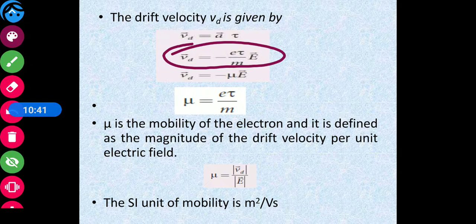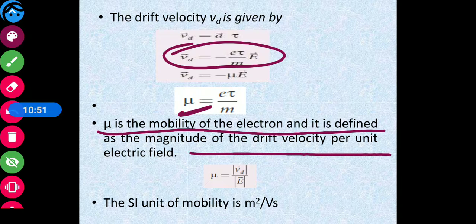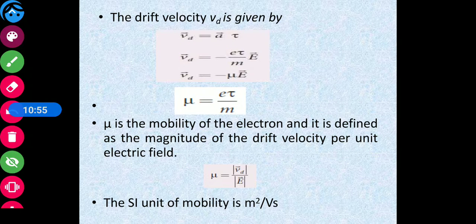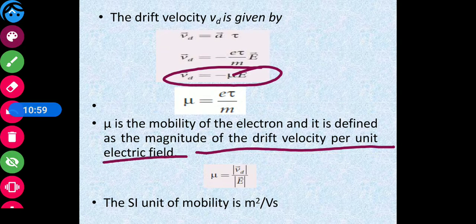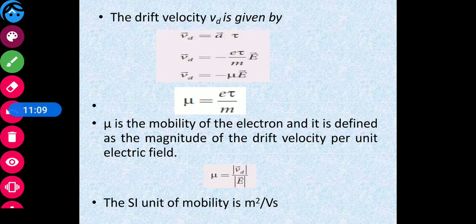In place of e tau upon m, we can write another constant, mu. So mu is equal to e tau upon m, and mu is known as the mobility of the electron. It is defined as the magnitude of the drift velocity per unit electric field. So mu is equal to Vd upon E, and its unit is meter square per volt per second.